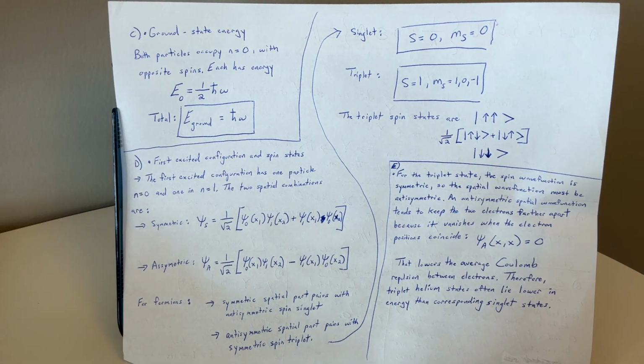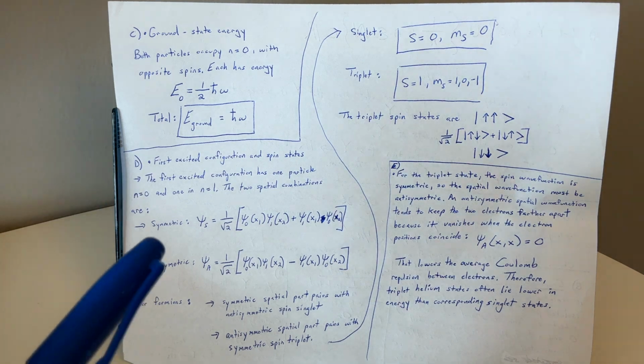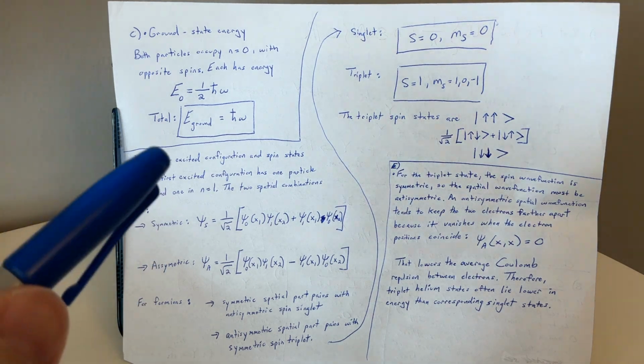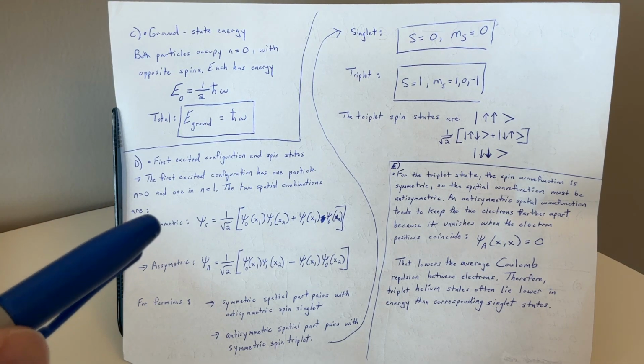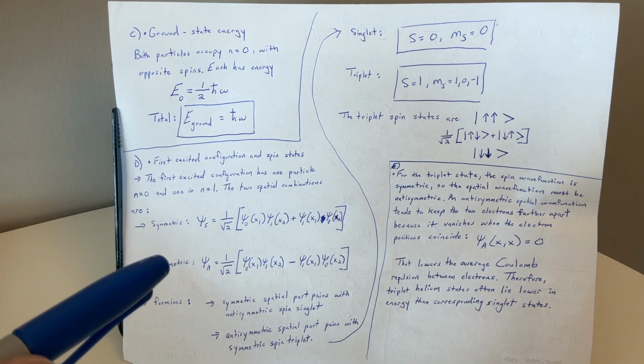Moving along to part D. Now consider the first excited configuration. List all allowed total spin states. Okay, so let's see here for D. First excited configuration and spin states. The first excited configuration has one particle n equals 0 and one in n equals 1. The two spatial combinations are the symmetric and the antisymmetric states.